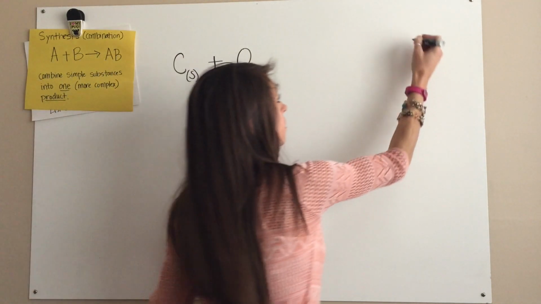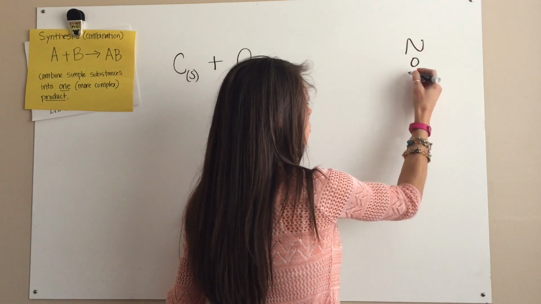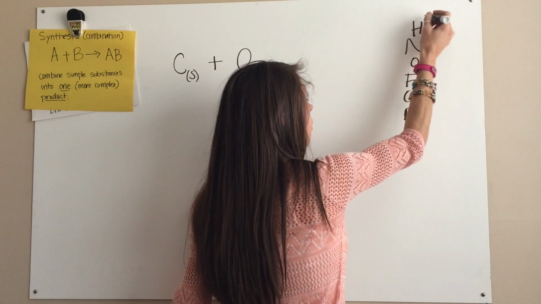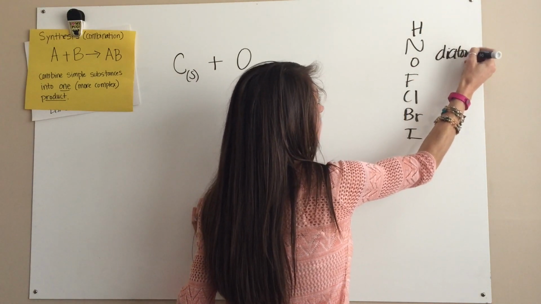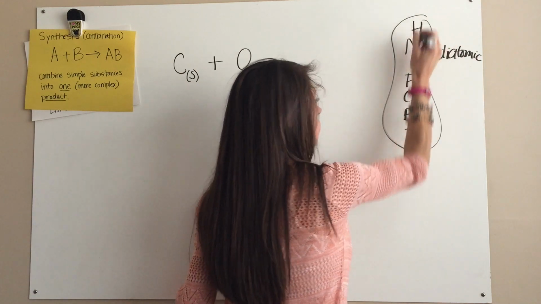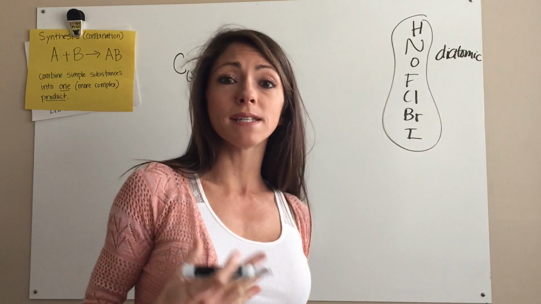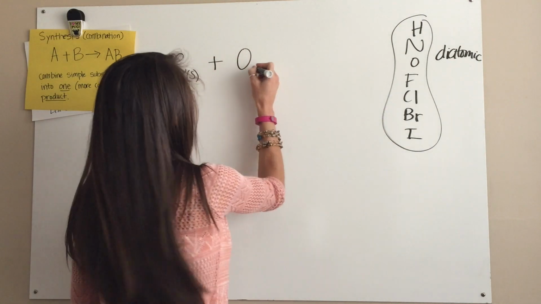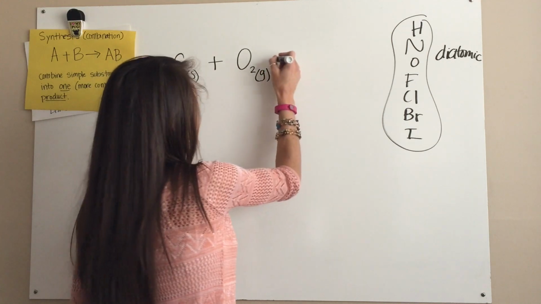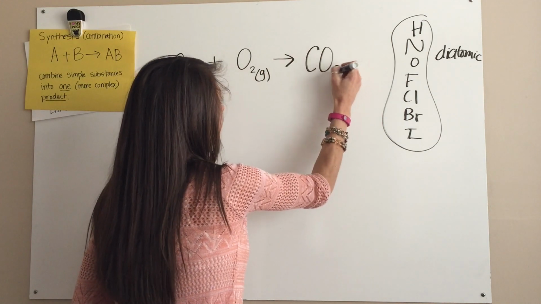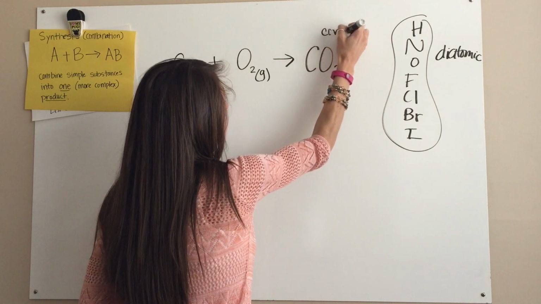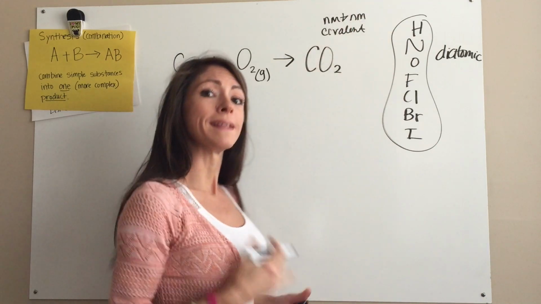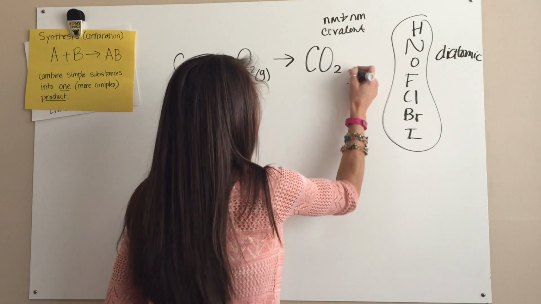Now keep in mind that these 7, nitrogen, oxygen, fluorine, chlorine, bromine, iodine, and hydrogen, all of these are your diatomic nonmetals. And remember, when they are in a singular form, that is when they're not in compound form, they must have a subscript of 2 because they are covalently bonded to an atom just like themselves. So this would be oxygen gas, and these would combine to form carbon dioxide. This is covalent. We know this because it's a nonmetal and a nonmetal. That's why it's called carbon dioxide. Those prefixes are used. And it's a gas.